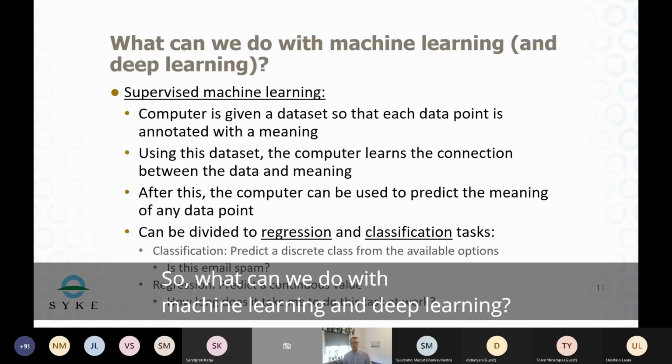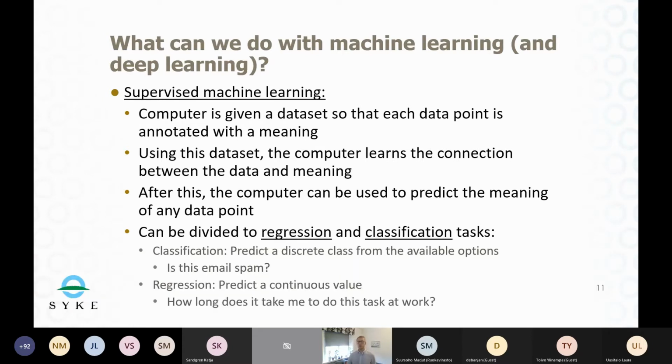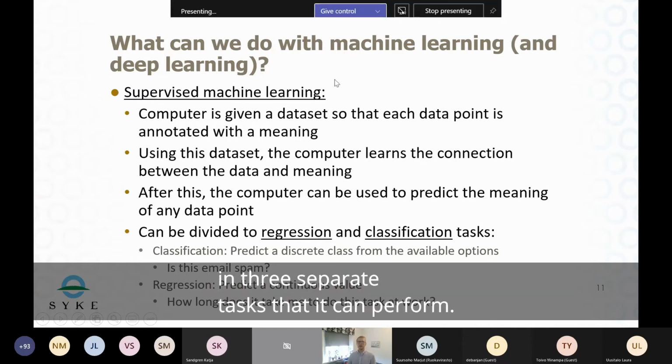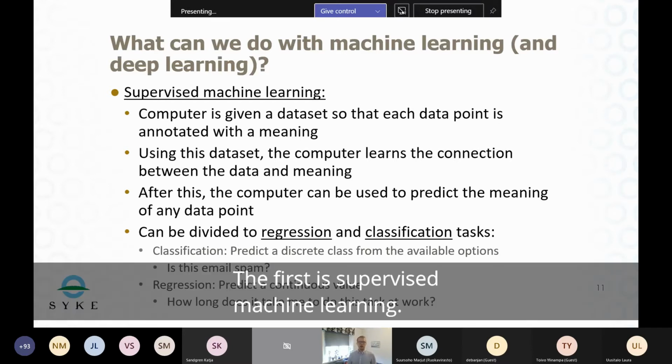So what can we do with machine learning and deep learning? Machine learning can be divided into 3 separate tasks it can perform. And the first one is supervised machine learning.